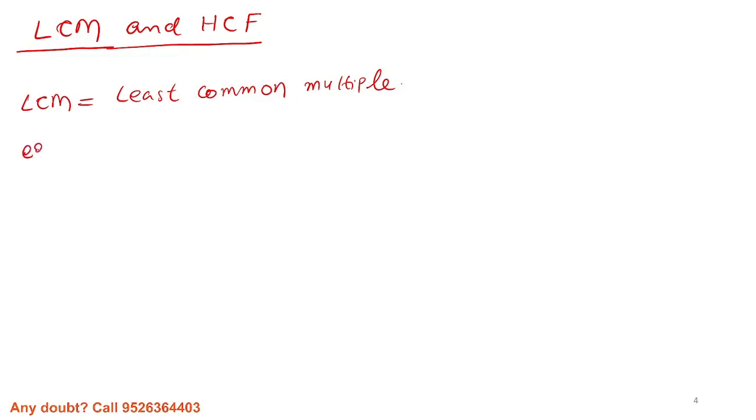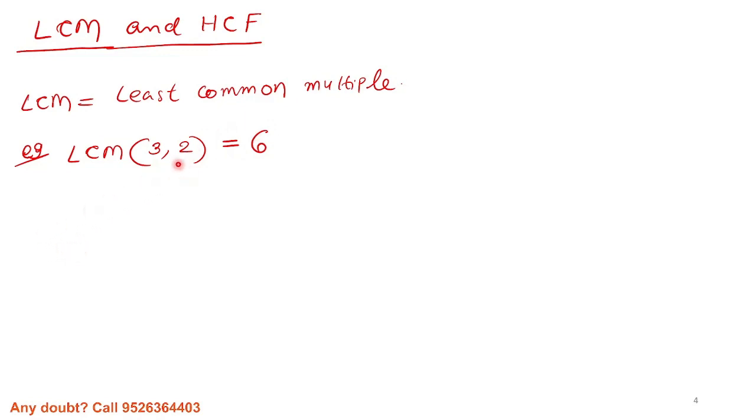Let me explain with examples. LCM of 3 and 2. You studied in the lower classes, right? Anybody, can you tell me what is the LCM of 3 and 2? 6. Yes, 6. LCM means common multiple of 3 and 2. It must be least. 6 is a multiple of 3, do you agree with me? 6 is also a multiple of 2.